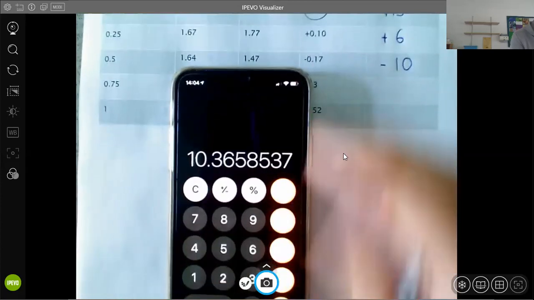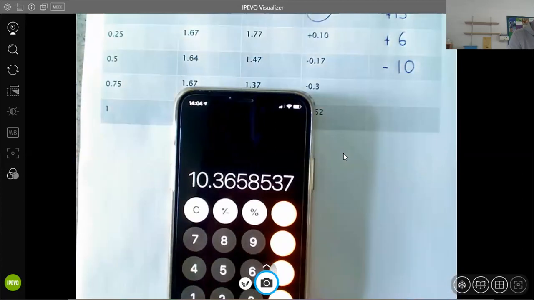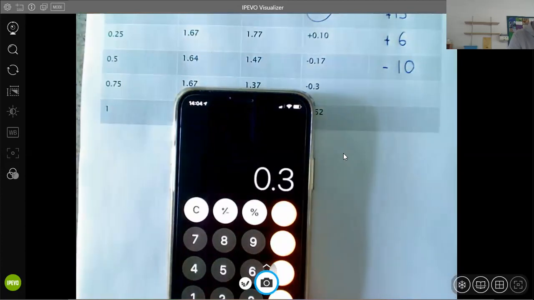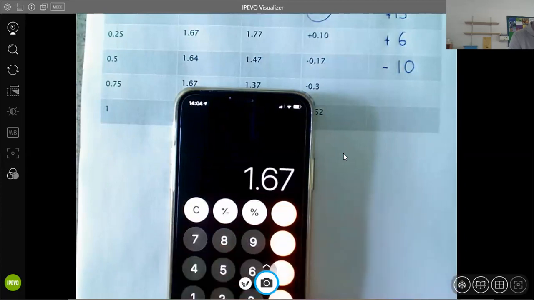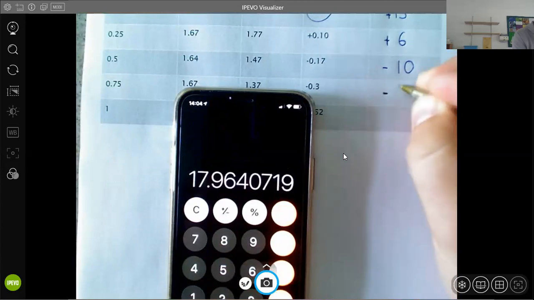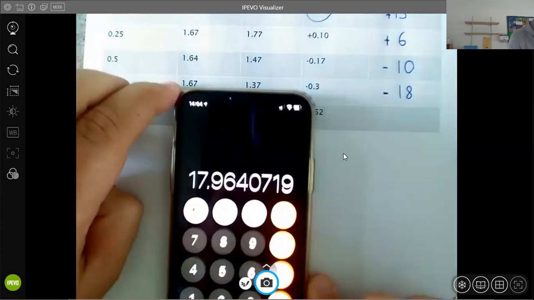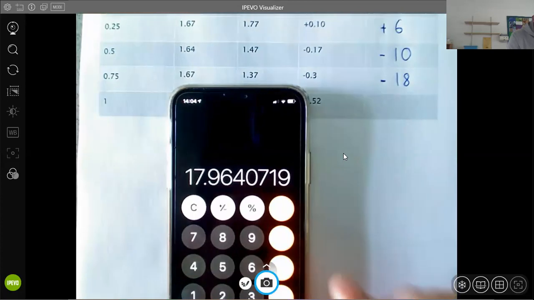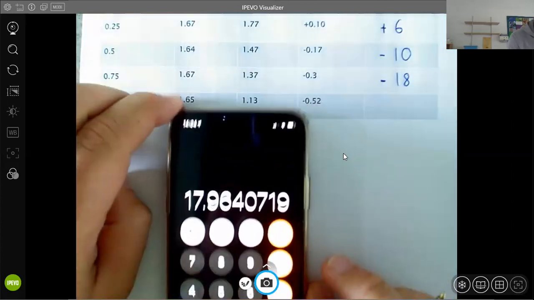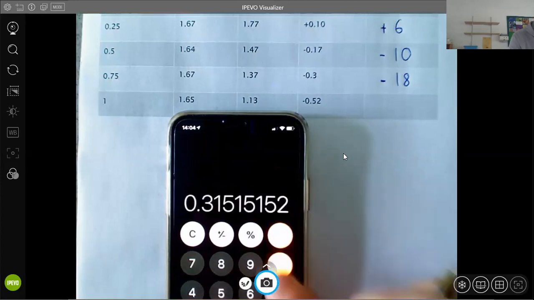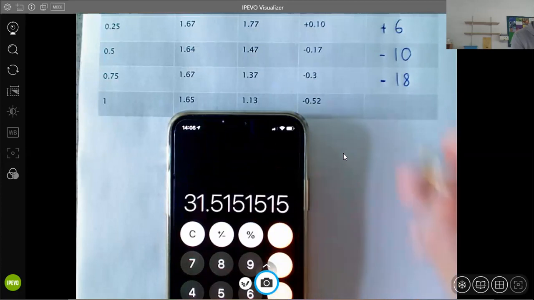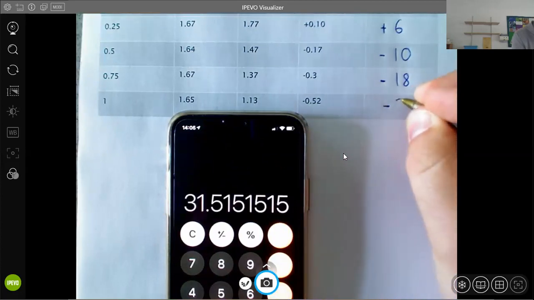The last two coming up. We've got a change in mass of 0.3. It started at 1.67, times by 100. Again, it's got lighter, it's minus 18%. I am rounding this to the nearest whole number. And the final one is the highest concentration. We've got 0.52 divided by 1.65 and times that by 100. So I've got a big loss there of minus 32%.